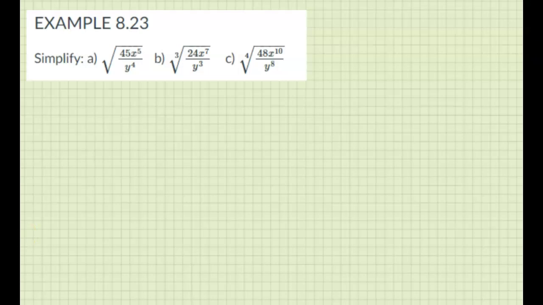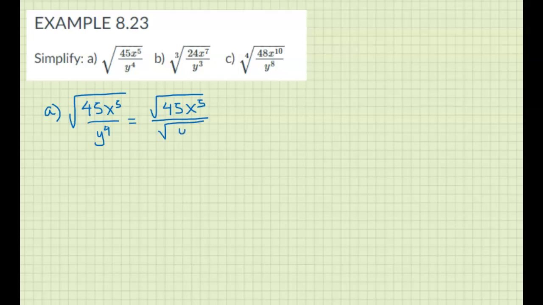Alright, let's look at the next problem. So let's simplify part A. Square root of 45x to the 5, y to the 4. Alright, so we're going to split up that radical. So we have square root of 45x to the 5 divided by square root of y to the 4.